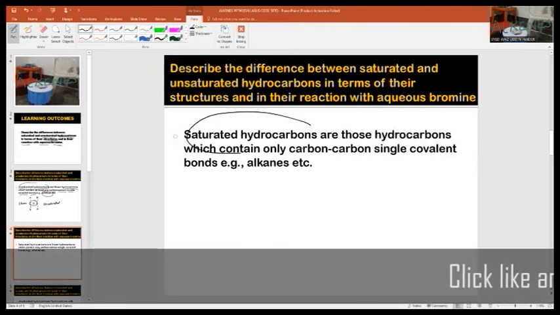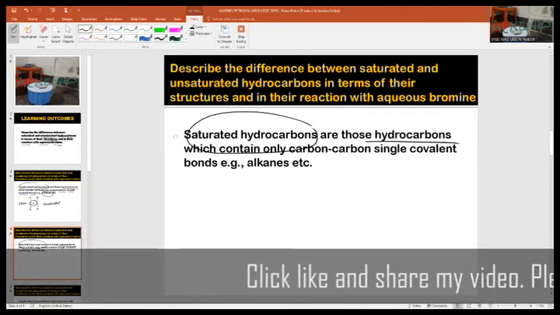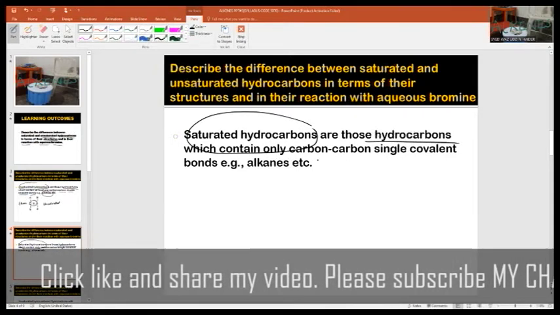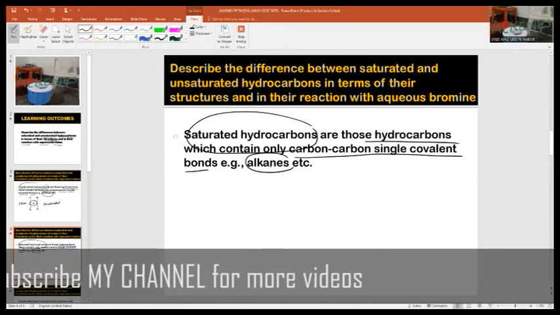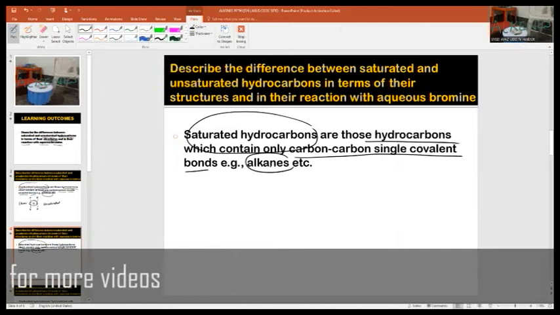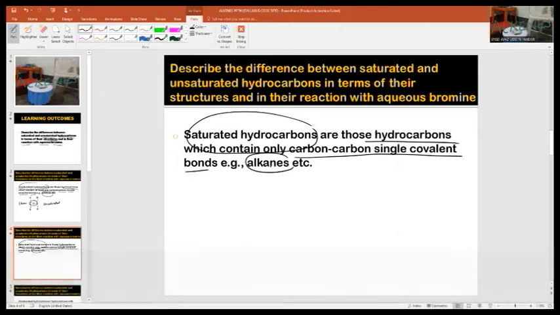Saturated hydrocarbons are those hydrocarbons which contain only carbon-carbon single covalent bonds. For example, alkanes. These hydrocarbons do not have any carbon-carbon double bonds at all. They only have carbon-carbon single bonds. As I said, alkanes are a perfect example.